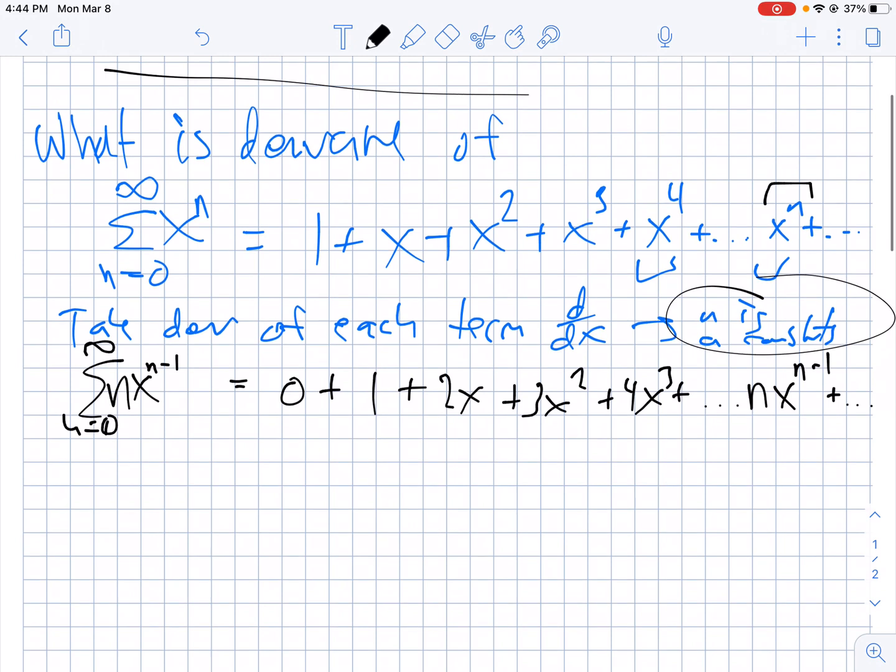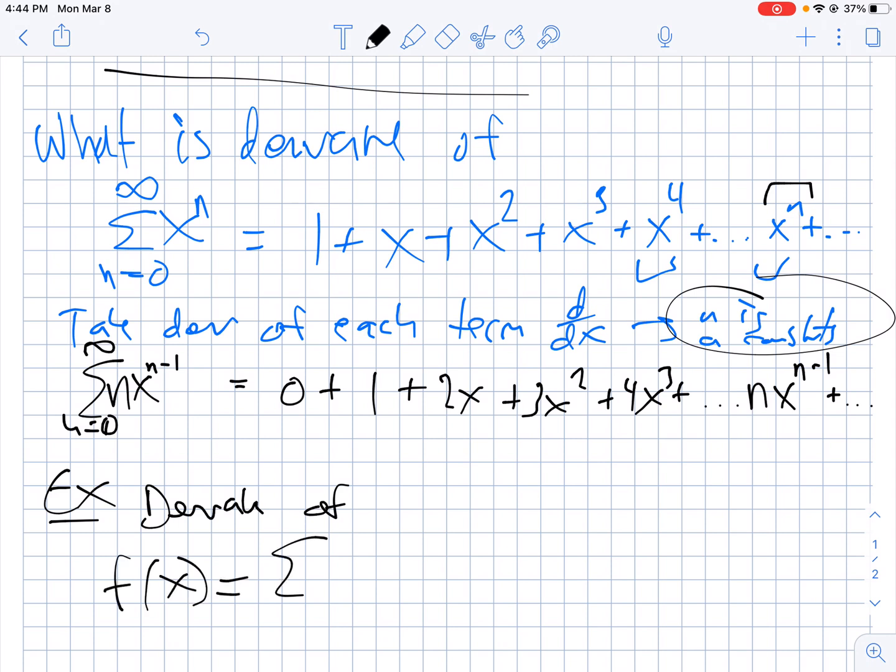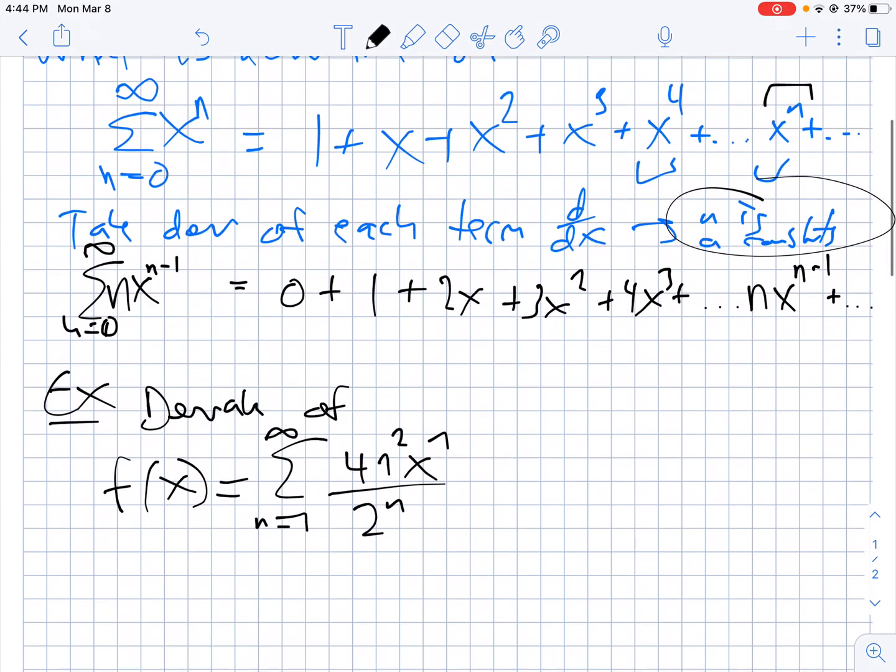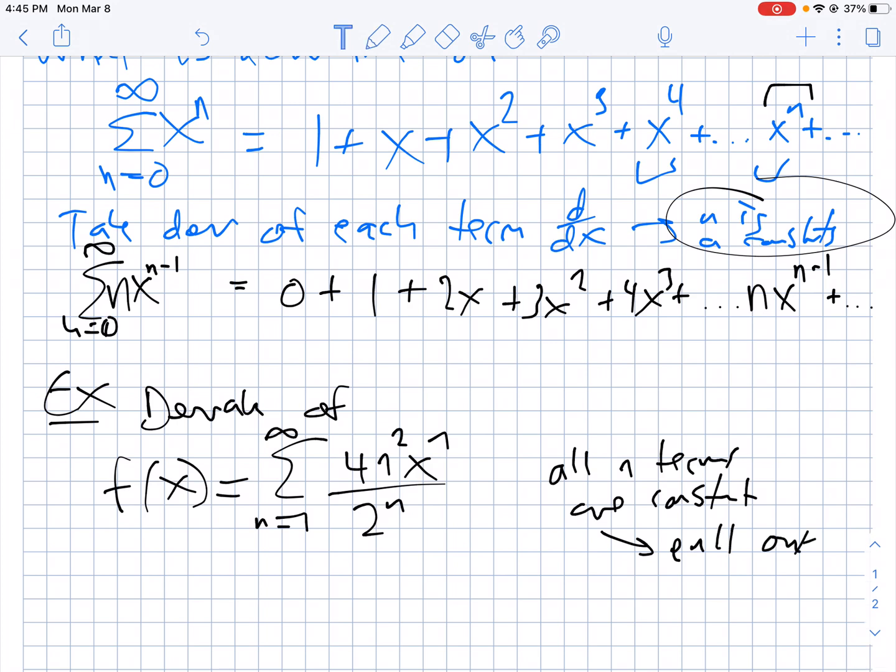Okay, let's look at just a couple more examples. Suppose we have to take the derivative of the function f of x equals the sum, 1 to infinity of 4n squared x to the n divided by 2 to the n. What I want to remind you guys is that everything but x is a constant. So all the n terms are constant. And what that means is you can pull them out.